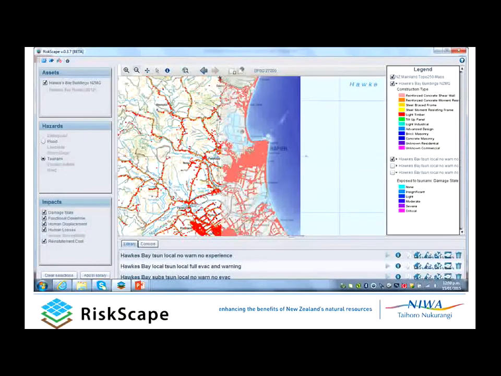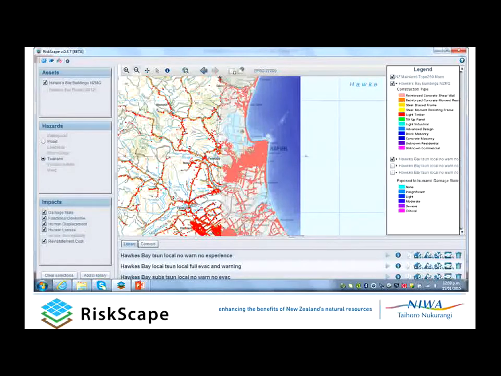So this is the front screen. Has anyone had a play around with RiskCAPE? One or two people. So if you've opened up RiskCAPE, you'll see something a bit like this. Now, it is going to change over the next few months because we've got a new release coming in December, which is looking a lot smarter. But you have basically got your interface, so you've got your mapping interface here, and you've got those sections there that I was talking about, your modules. So you've got your asset modules, your hazard modules, and what you want in terms of results.